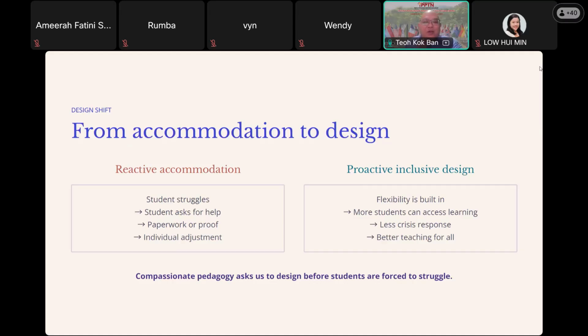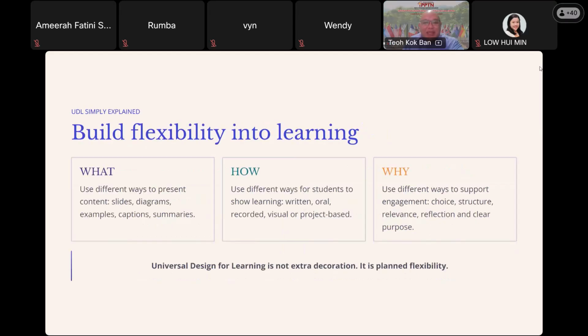And this does not only benefit neurodivergent students. Very often it improves teaching for everyone. So compassionate pedagogy asks us to design before students are forced to struggle. It teaches us to design appropriately. We don't even have to see any problem after this. All right. So this leads naturally to universal design for learning, or as we call it, UDL.